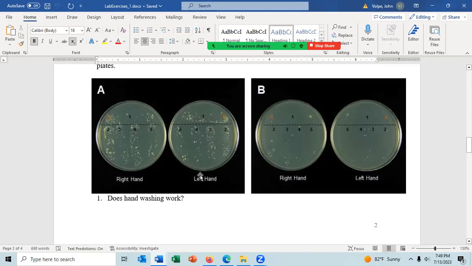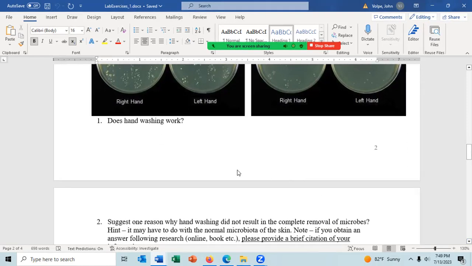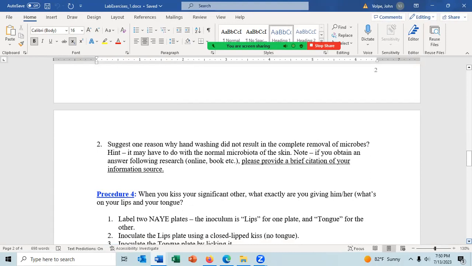Before you wash your hands, and then the growth on your hands after you wash your hands. And yes, you dried them. The first question is, does hand washing work? That's simply a yes or no. And then 2, suggest one reason why hand washing did not result in the complete removal of microbes.